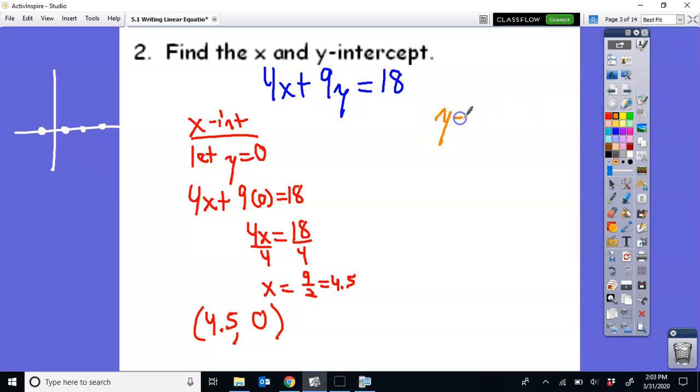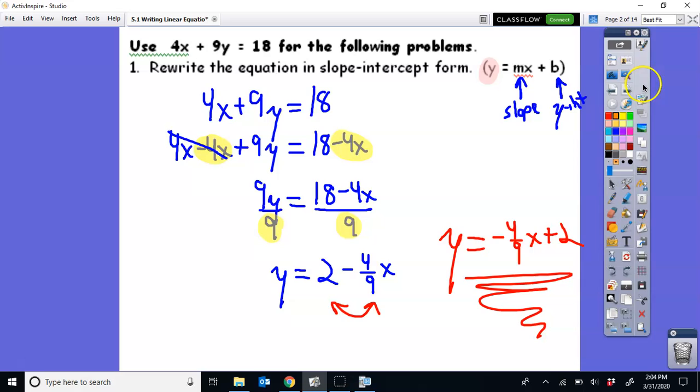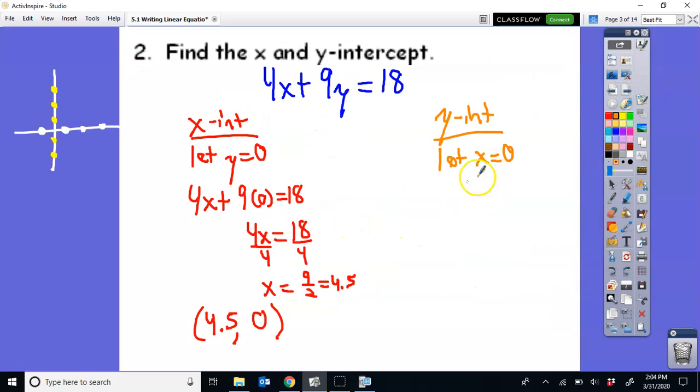The y-intercept is basically the same concept. The only difference here is now we're talking about points that are on the y-axis. Anytime you are on the y-axis, any point on the y-axis, the x value is 0. So if I plug in 0 for x, that is going to find the y-intercept. Notice that is not the same thing that I did over here when I got y by itself to slope-intercept form. Please know the difference. So this is going to be 4 times 0 plus 9y equals 18. So you just plug in 0 for x.